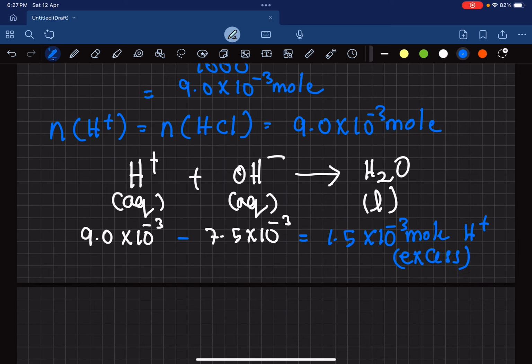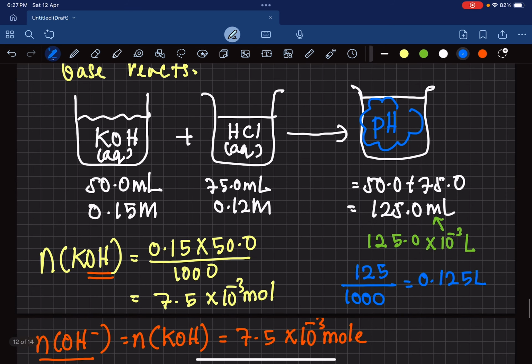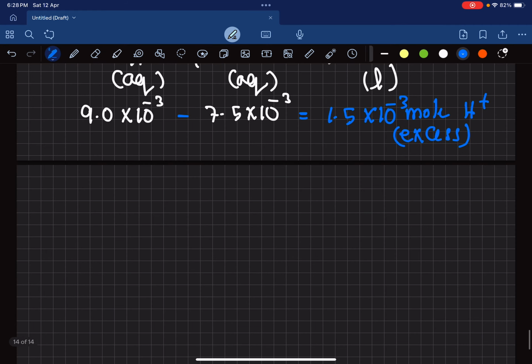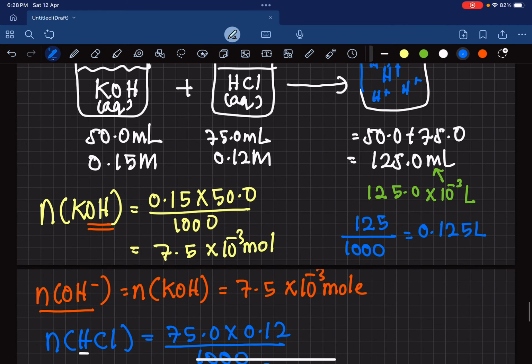So we have more hydrogen. So when the reaction is over, in this solution here, you're going to have hydrogen ions running around. Hydroxide, there is none anymore. There are going to be hydrogen ions. So we have this many hydrogen ions and the final solution is 0.125 liters. Can you see this?